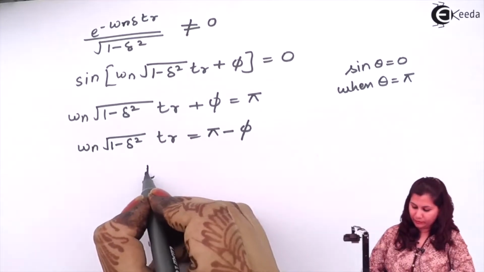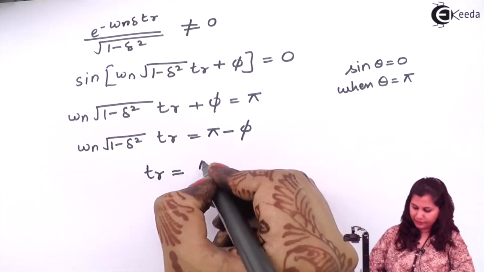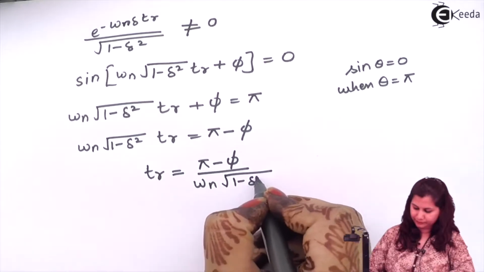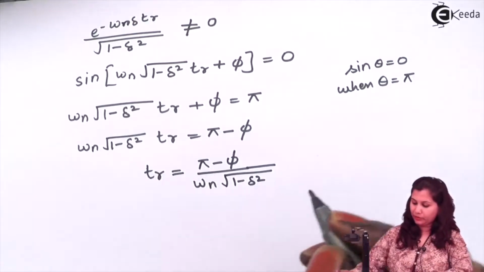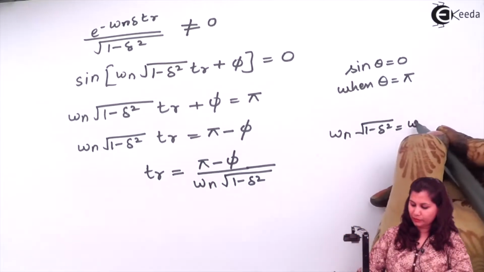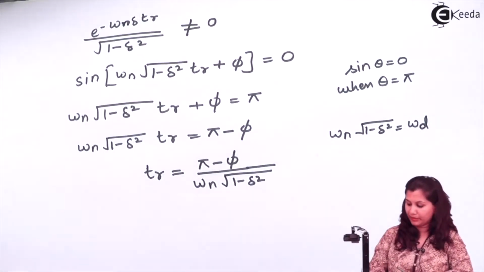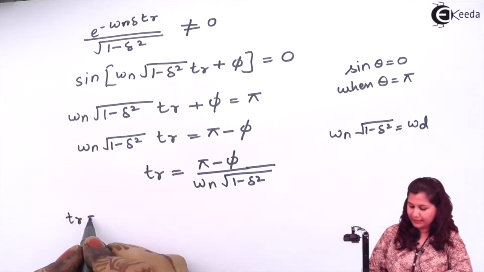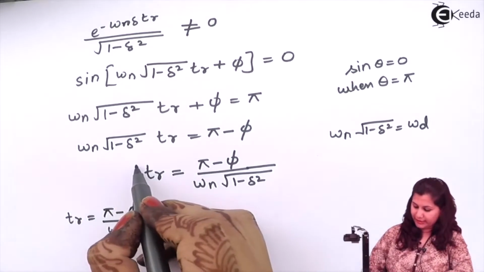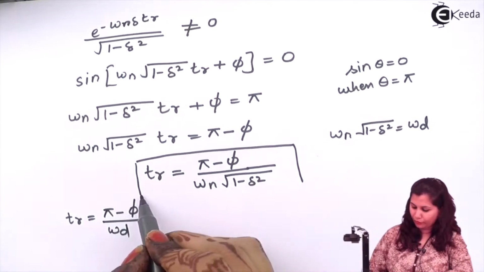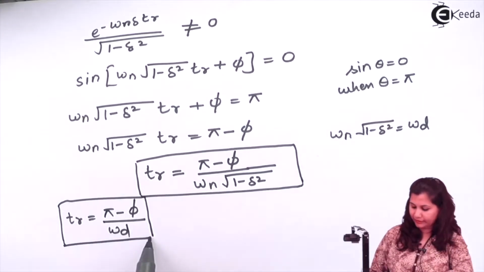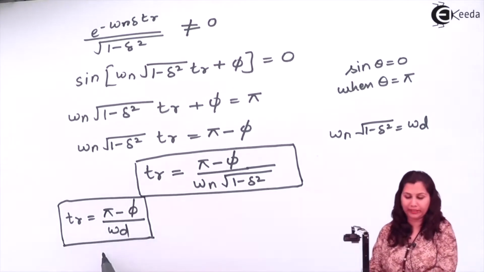Now we have to calculate the rise time tr. So tr will be equal to pi minus phi upon omega n under root of 1 minus del square. Now we know that this omega n under root of 1 minus del square is equal to omega d, that is the damping frequency. So we can write this formula as pi minus phi upon omega d. So this is one of the formulas for calculating the rise time, when we know phi and omega d.